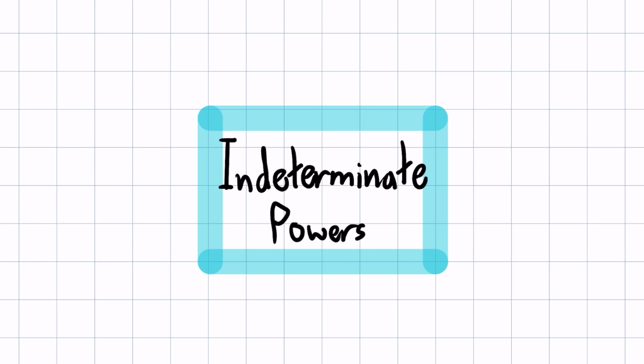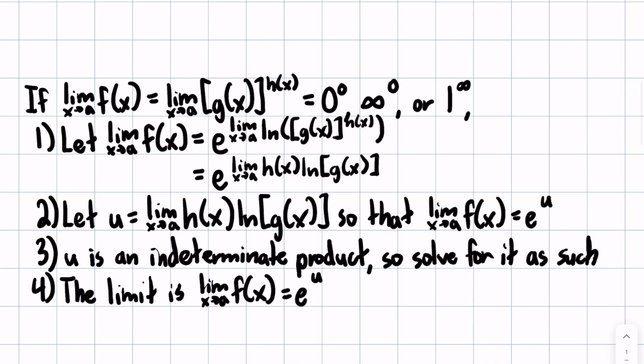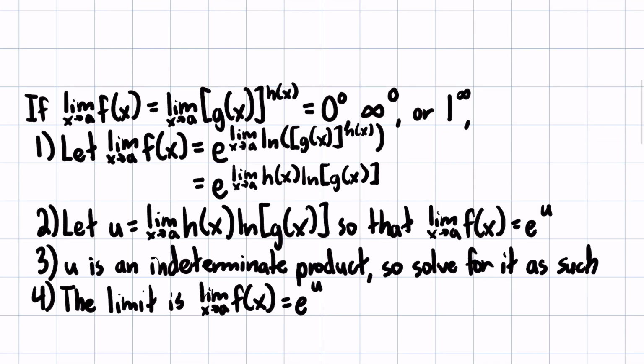Today we're talking about indeterminate powers and how to solve for them using L'Hopital's rule. So here's our roadmap. Basically, indeterminate powers are when we have a limit of a function that involves an exponent. So we have some function g of x to the power of h of x, and when we take this limit, it results in either 0 to the 0th power, infinity to the 0th power, or 1 to the infinity power.